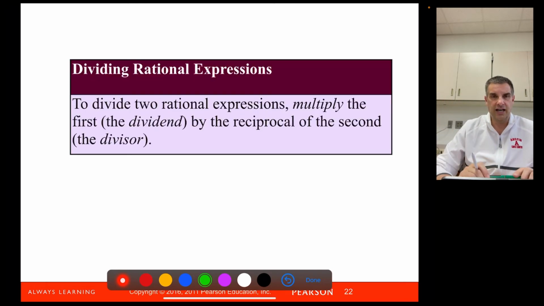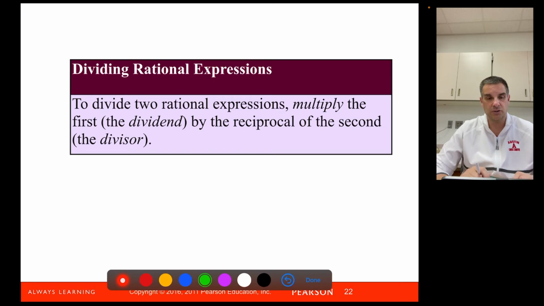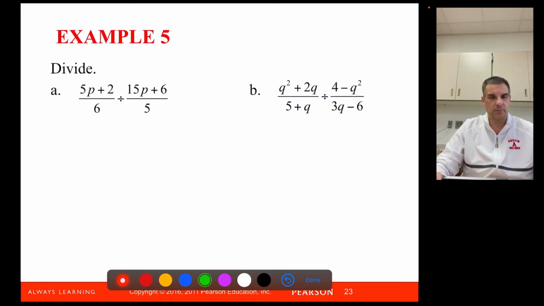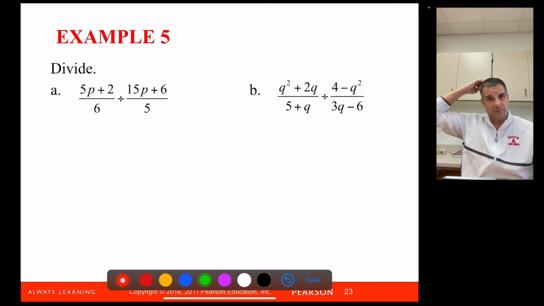When you divide rational expressions, you are actually going to multiply the first, which we call the dividend, by the reciprocal of the second, which we call the divisor. So we're going to change it from a division problem to a multiplication problem by changing the division to a multiplication, and then the second one only, you're going to invert it, or its reciprocal. So let's look at two examples.